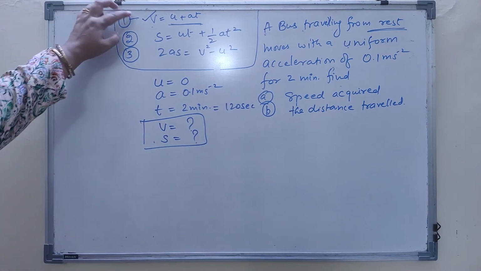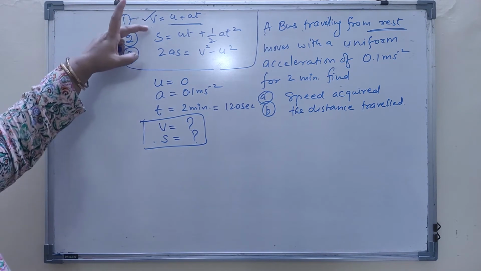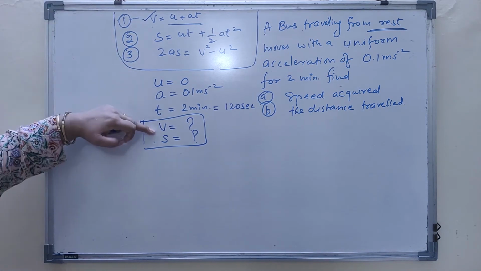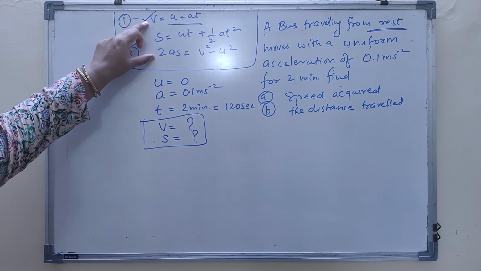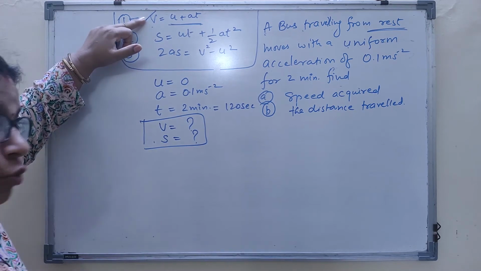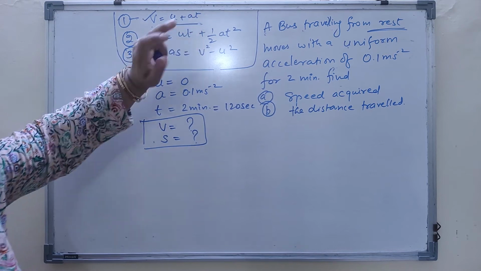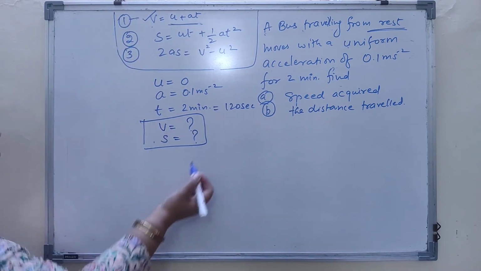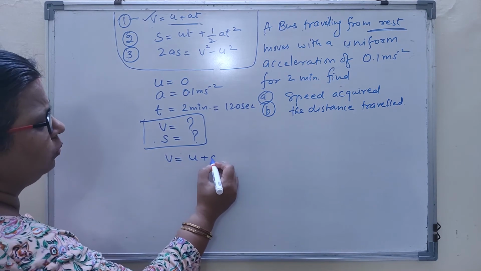Now go through the three equations of motion, and write them side by side and just see which equations can be used. Now we need to calculate v. We have v in this one as well as in this one. If I'm using the third formula, I don't have the value of s. But if I use the first equation, I have u, I have a, I have t. So I'll use the first equation to calculate the value of v. Write down the formula first, v equal to u plus at.